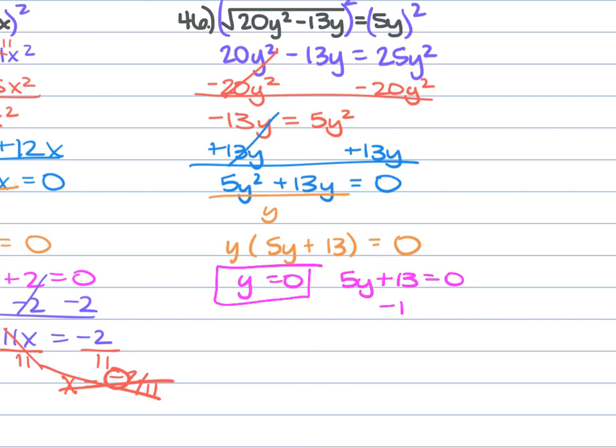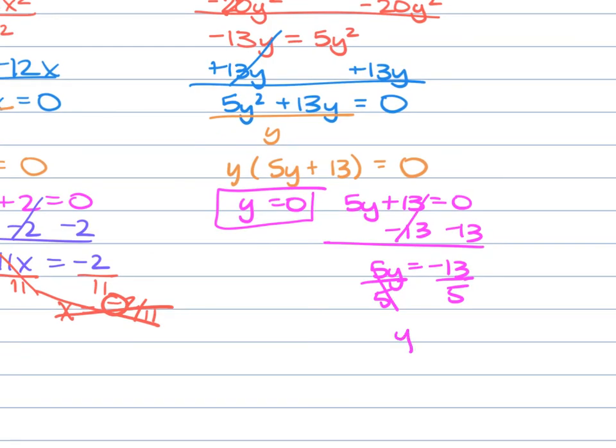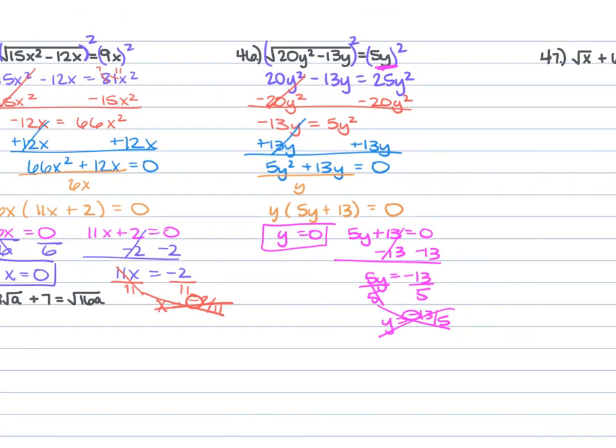The 5y plus 13, I'm going to subtract the 13 from each side, so 5y is equal to negative 13, and then divide by the 5 to get y is equal to negative 13 over 5. Again, because there's that negative, this cannot work since there is a variable on the right side of that equal sign when we start.